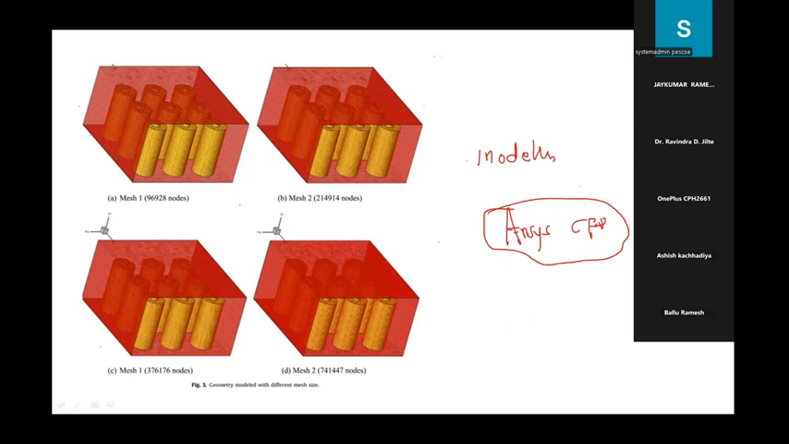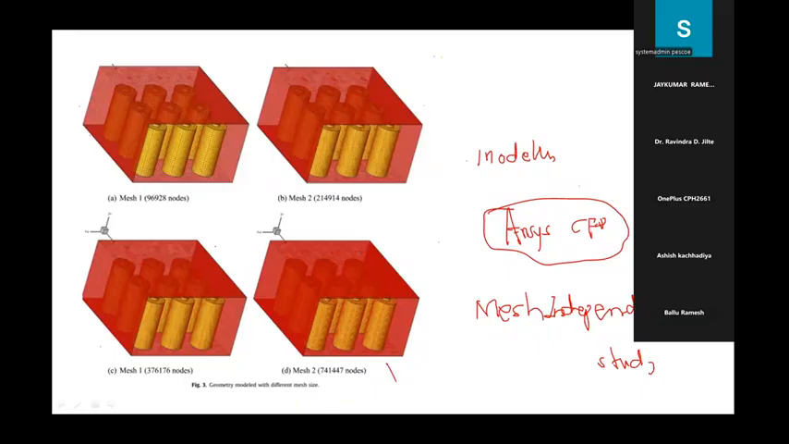So we can provide the mesh independent study. The very first thing required to publish and make it more acceptable to global researchers is that we need to do the mesh independent study. What is the meaning of the mesh independent study? It is that your solution no longer depends on the number of nodes.